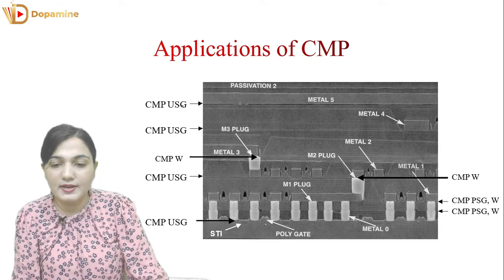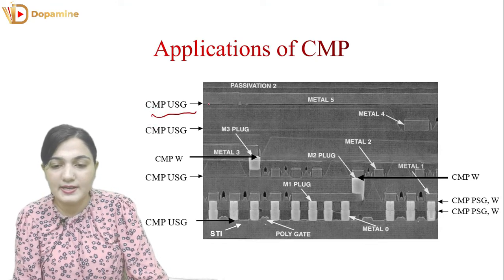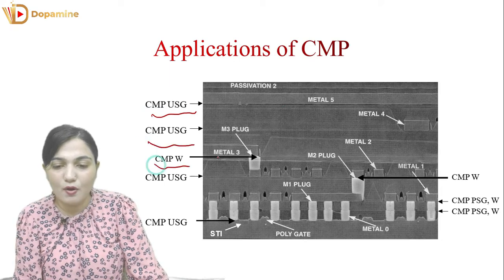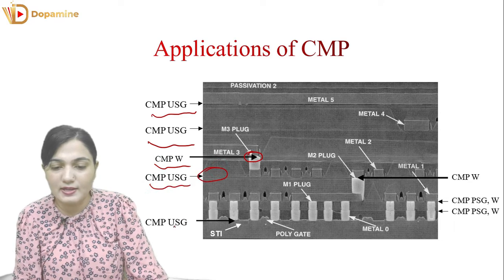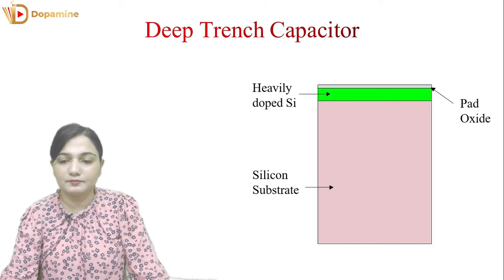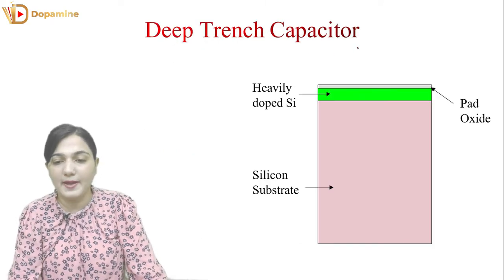So you can see over here the CMP of the undoped silicate glass, CMP of the tungsten plug over here, CMP of the undoped silicate glass over here, again CMP of the undoped silicate glass over here. Now coming to the deep trench capacitor.